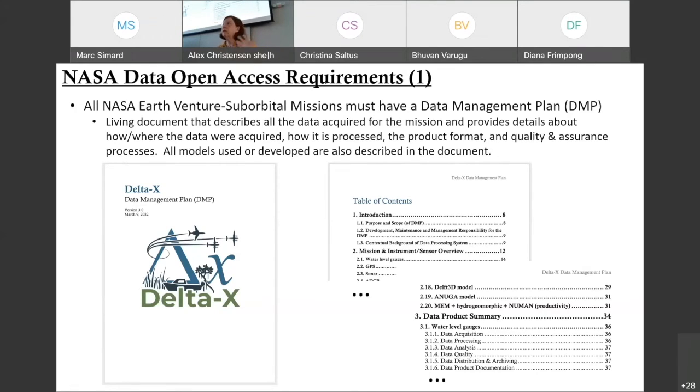And of course, that's a living document. So as we've gone along, we've updated that so that it stays current with what was actually collected in the field and what we're actually doing.